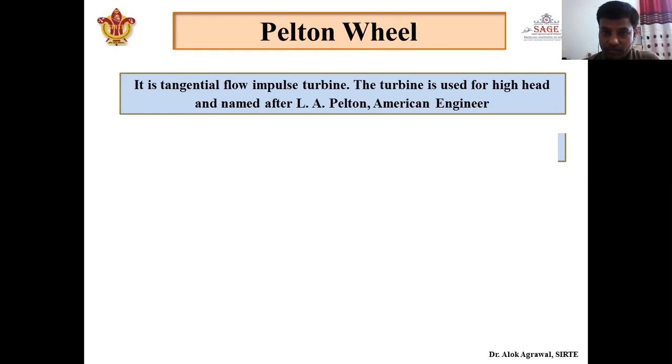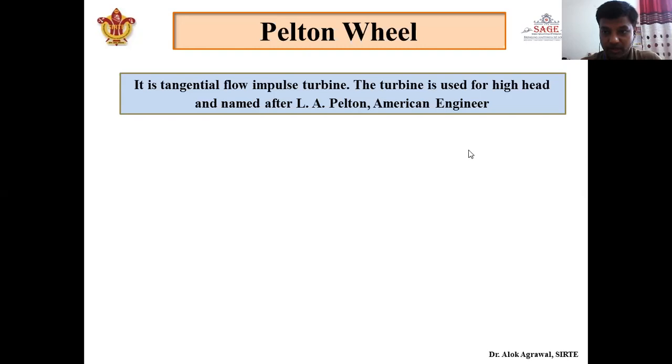And impulse turbine means that at the inlet of the turbine blade and at the outlet of the turbine blade, pressure will remain constant and it is equal to the atmospheric pressure. That is, the jet has energy equivalent to the kinetic energy only. There is no pressure energy associated with it. This is called impulse turbine.